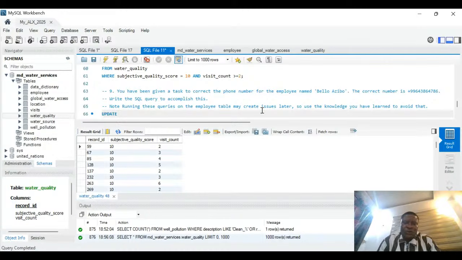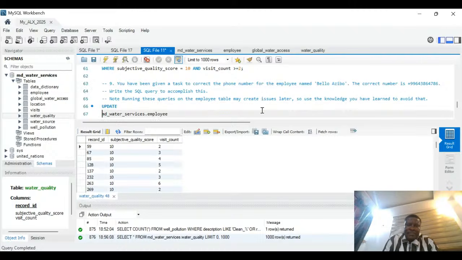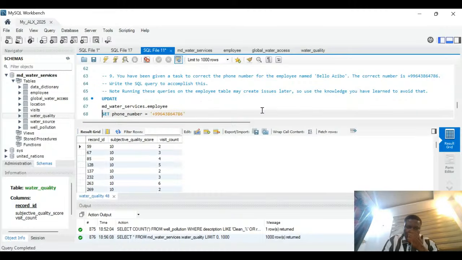You already know that you will be dealing with the employee table. So we are going to update the table by saying that the command is to update. We are not going to select because this time we are actually going to effect a change to our database.